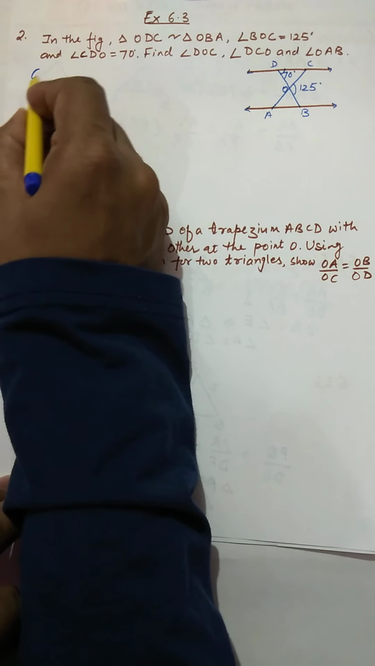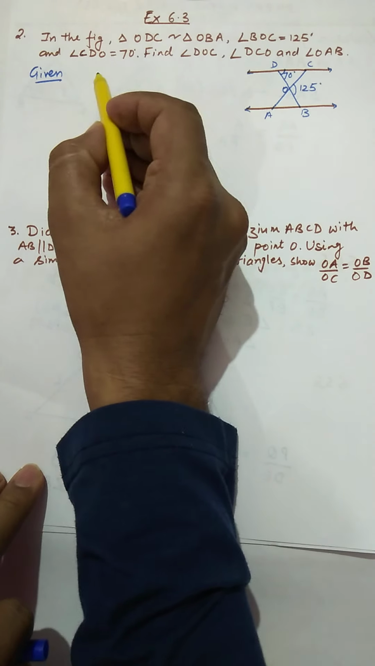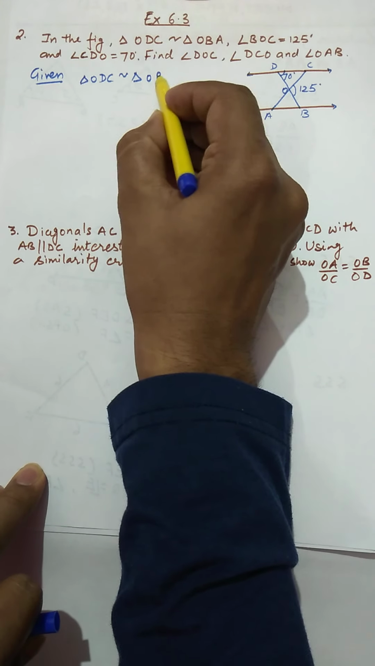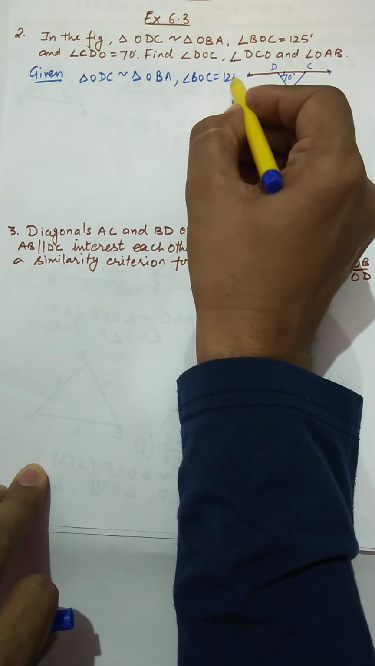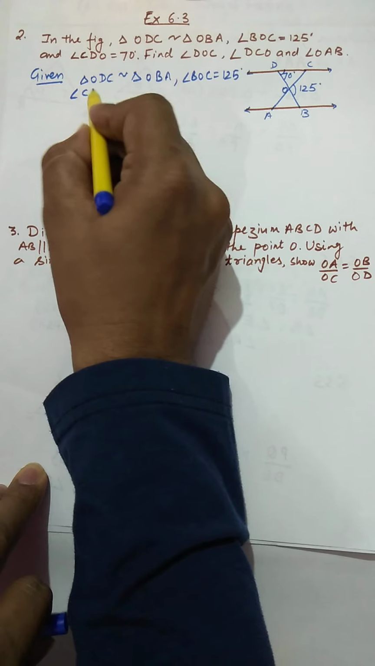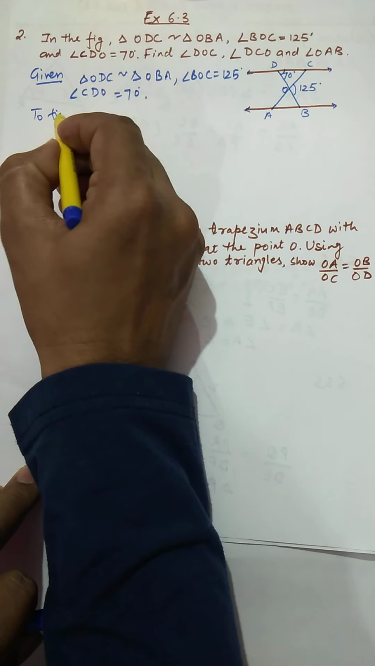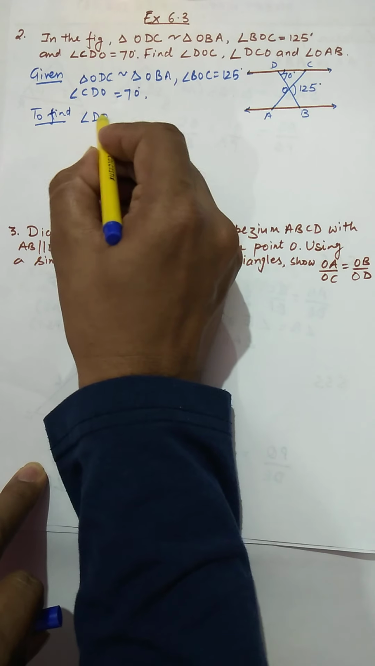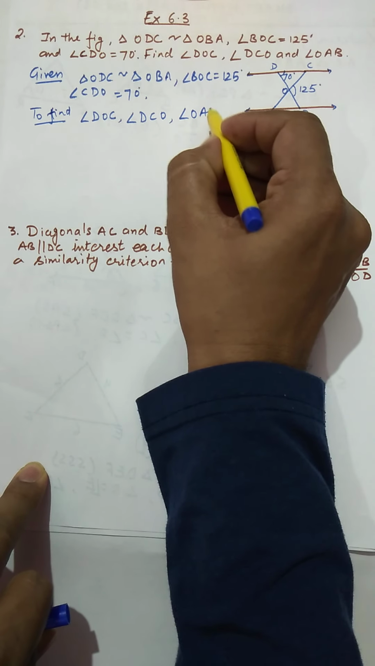So let's start now. We will write first what is given. Given is, you can see what is given to you, that triangle ODC is similar to triangle OBA, this is the first thing given. Then this BOC is 125 degree given. This CDO is 70 degree given, and we have to find angle DOC, angle DCO, and angle OAB.